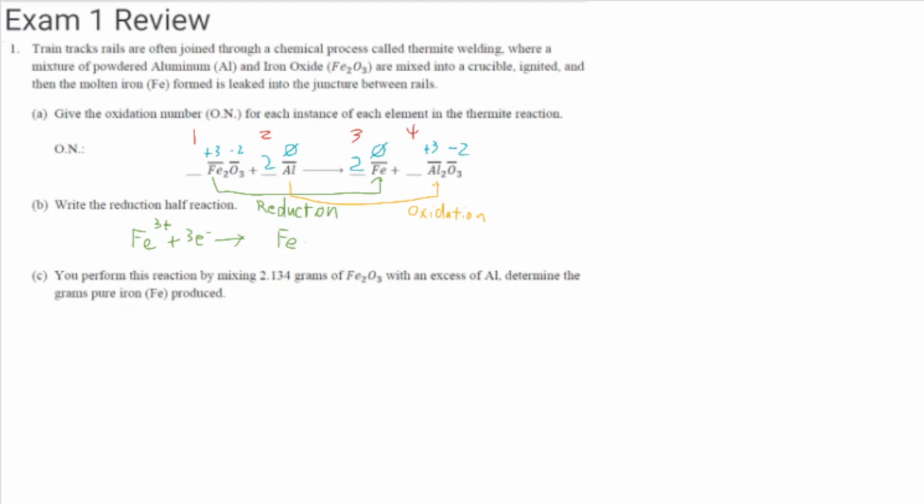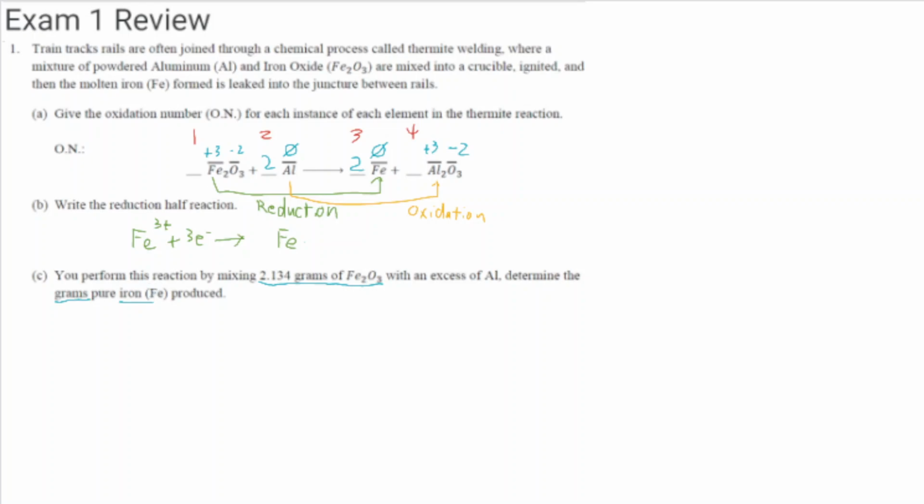And now we'll move on to part C. All right, so for part C, we have you perform this reaction by mixing 2.134 grams of iron oxide with excess aluminum. Determine the grams of pure iron. So what we're going to do is look at what we're given. We have 2.134 grams of iron oxide, so that's what we're going to start with, and we're trying to figure out how many grams of iron are produced. That's where we're trying to get to.